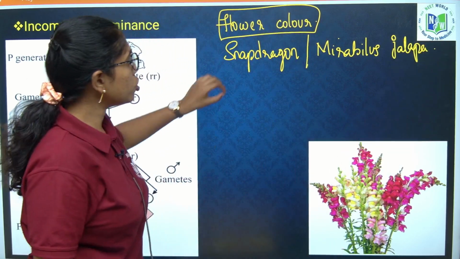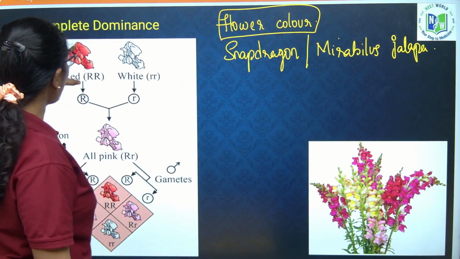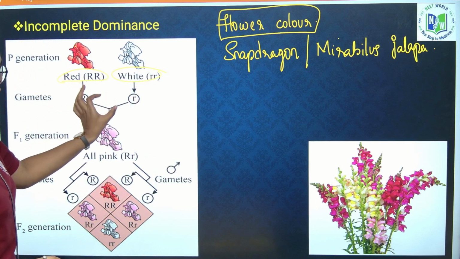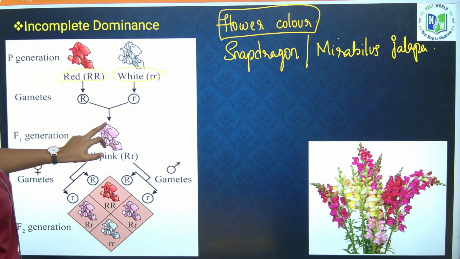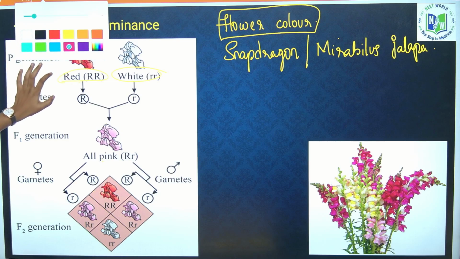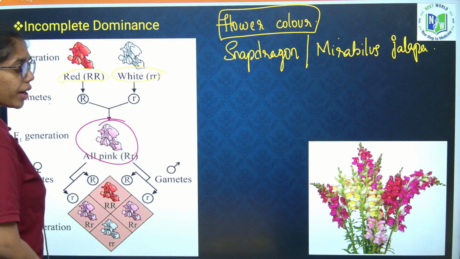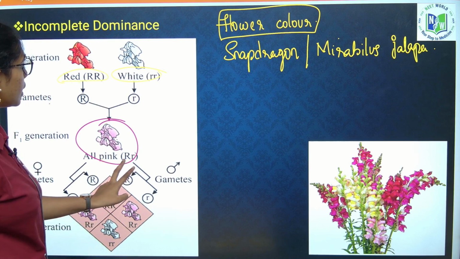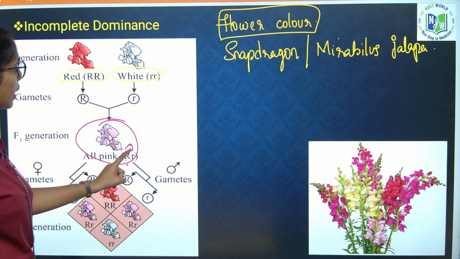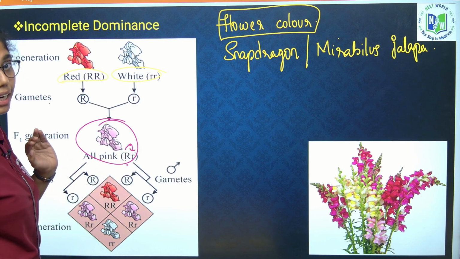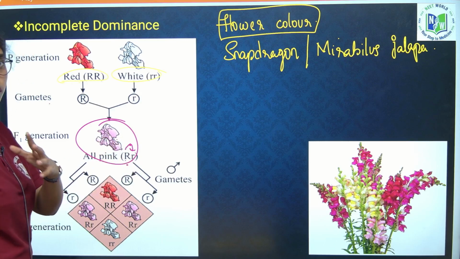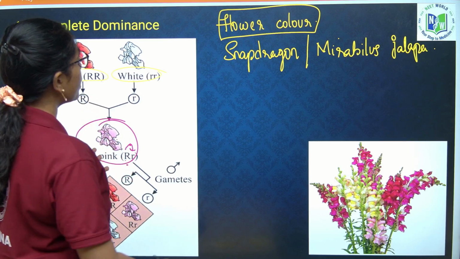So, for these two plants' flower color, if you assume the dominant color is red and the recessive color is white, when their pure lines are crossed, the F1 generation we get is pink. The F1 generation we got is what? Pink. According to Mendelian law of dominance, whenever there are contrasting traits, the dominant allele should mask the effect of the recessive allele, but here that is not happening. At the same time, mixing or blending of the characters is also not happening. What is happening over here?